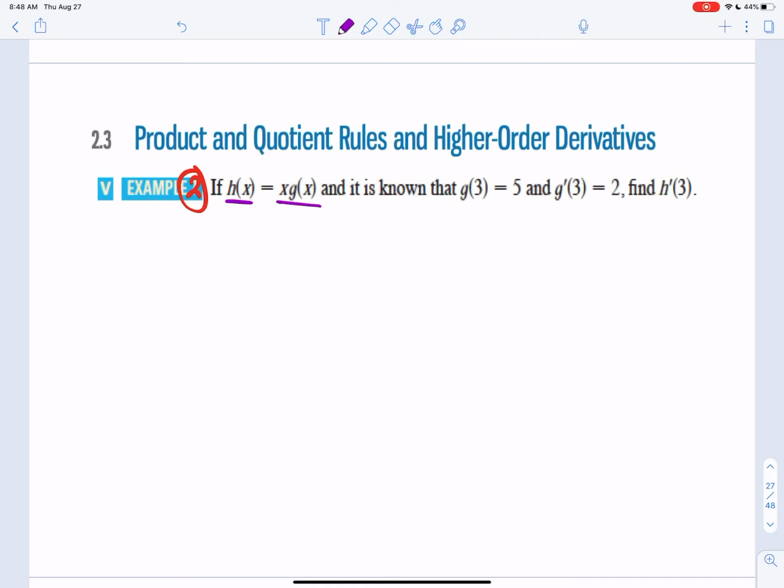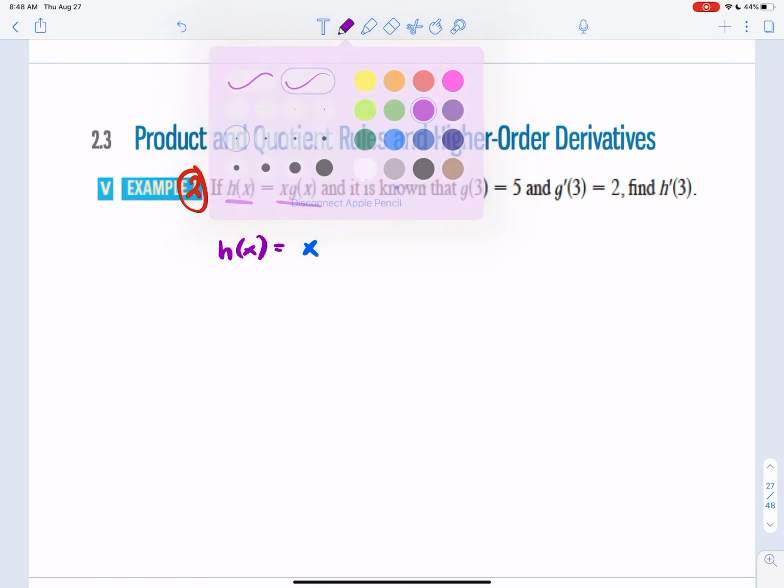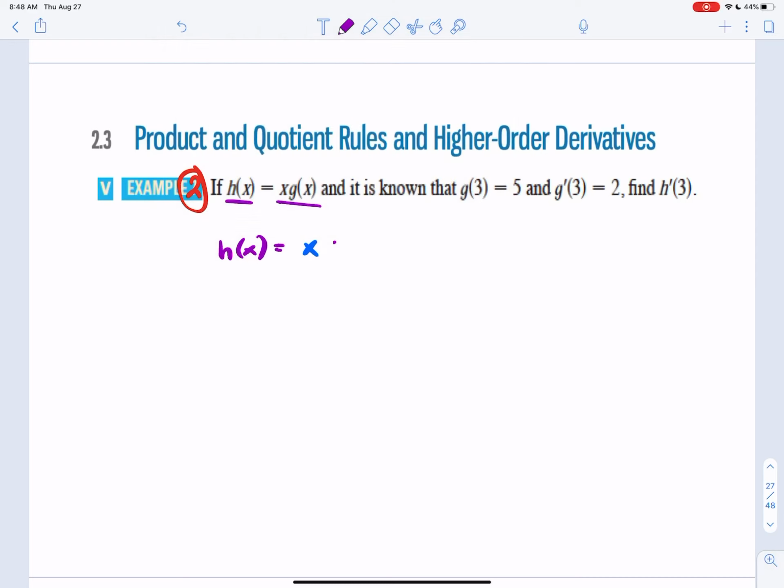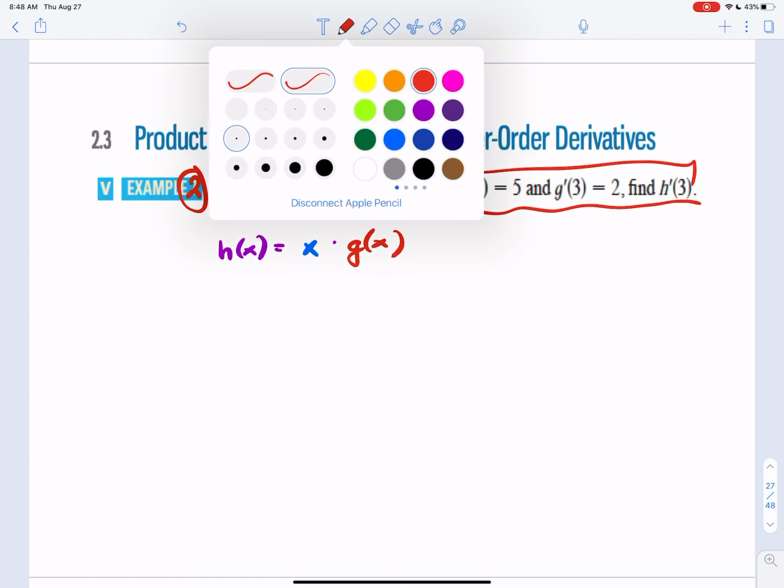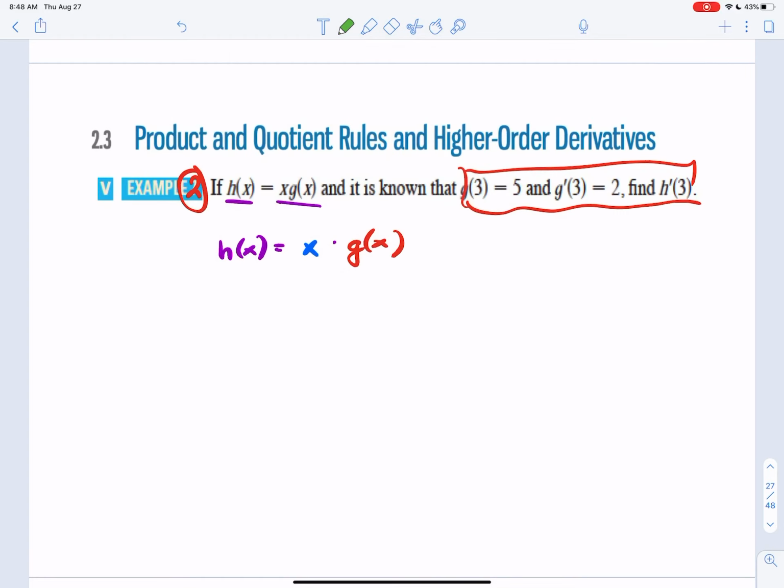So here's what you do. H of x is just, I'll color code this so you guys can see, x times g of x. Right? They give us all these conditions. Now, the number one mistake people make is they look at this too early. Okay? They want to start plugging stuff in right away. Don't plug anything in until I tell you to, okay? So here's what we do. H of x is x times g of x.